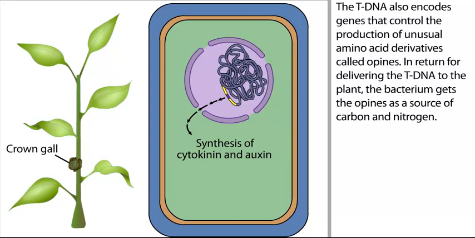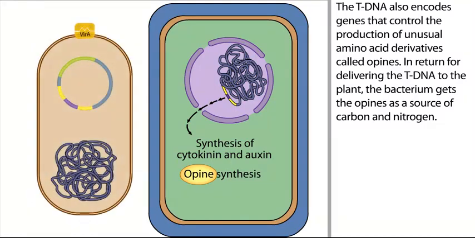The tDNA also encodes genes that control the production of unusual amino acid derivatives called opines. In return for delivering the tDNA to the plant, the bacterium gets the opines as a source of carbon and nitrogen.